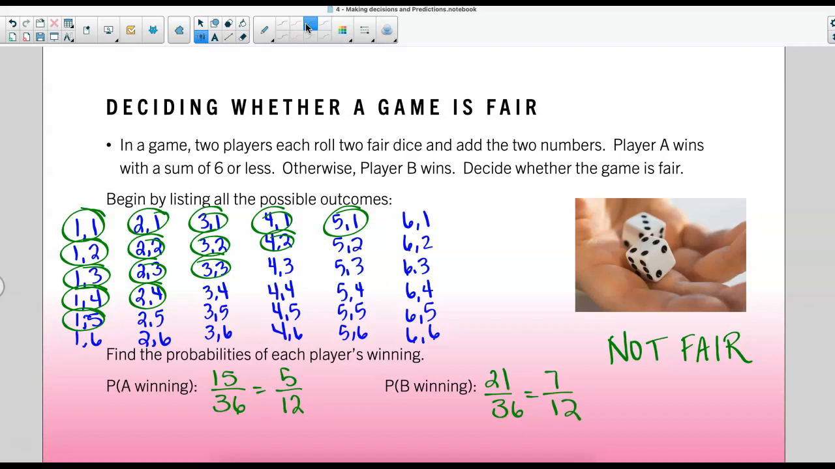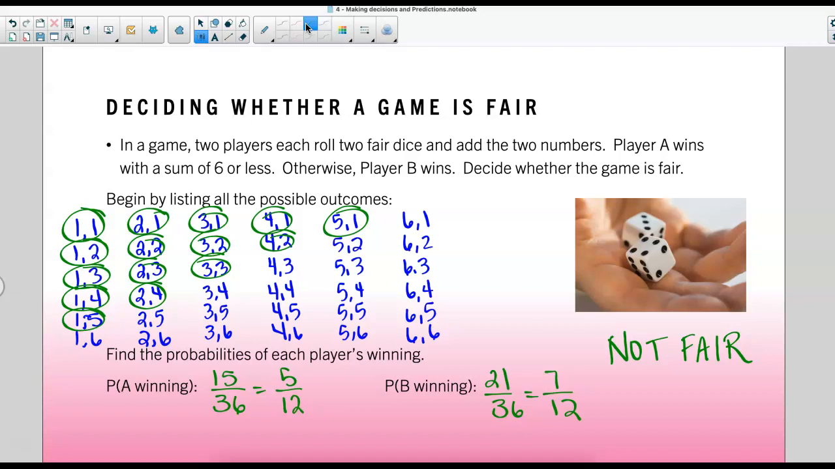7 or more? If you get 7 or more, but isn't that what B gets? 7 or less. So you're saying A wins if you get 7 or less? Well, now that means that A gets all of these. So now A is up to 21 out of 36 and B is at 15 out of 36. So still not fair. In order to be fair, each person has to have 18 out of 36, right? Each person has to get half. So how could we make it fair, Eddie?